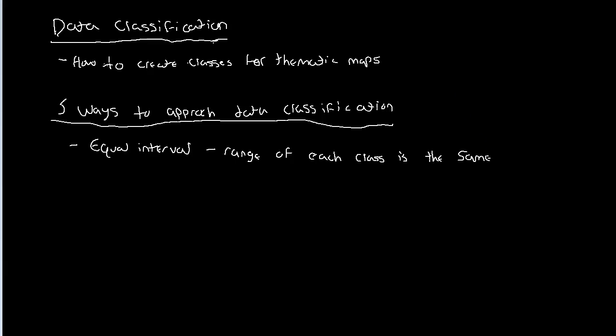Now, I want to underline the word same here, because when we actually run these things, the classes are not always perfectly identical. We'll see that come up when we have issues with the number of features, especially, where it's going to do its best to make things the same. So it should be approximately the same. But we say the same just because it's convenient and makes conceptual sense. So equal interval: the range of each class is the same.